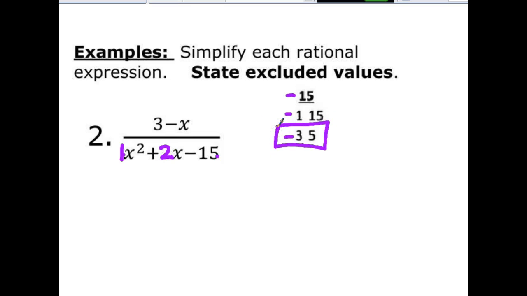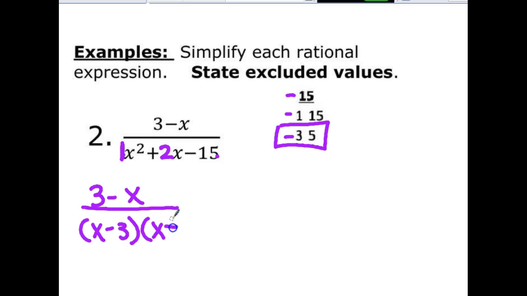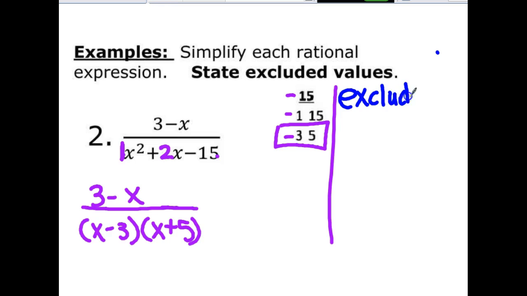You can see I came prepared with my factors already written down, and you'll have to write those factors out. Now, since this is a 1, I can use my shortcut factoring. And now it is factored. Before we go on, let's go ahead and figure out the excluded values.